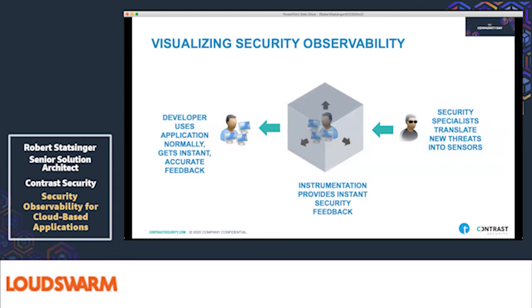And the way to think about this is, as I said, you have the security specialists who are out there now free to think strategically about the threats and vulnerabilities that they would like to be able to observe. And they help translate those threats into sensors. The instrumentation platform then provides this instant security feedback, this instant visibility. It's like a friend living inside the application, and they have access to everything: the code, the HTTP traffic, the libraries, the configuration, the data flow, the platform, everything.